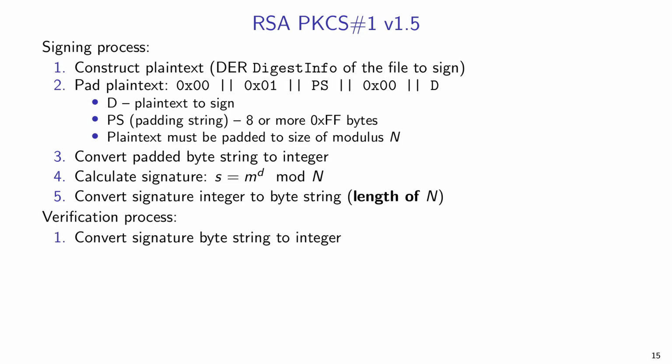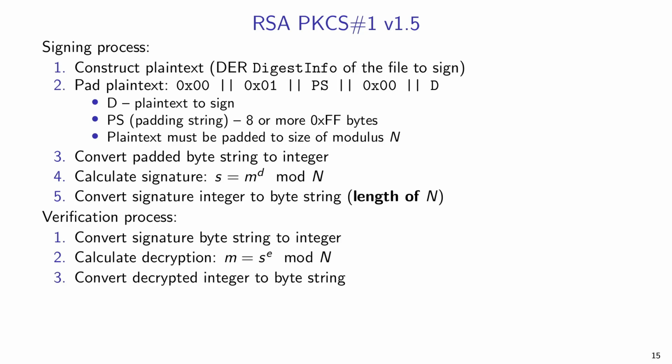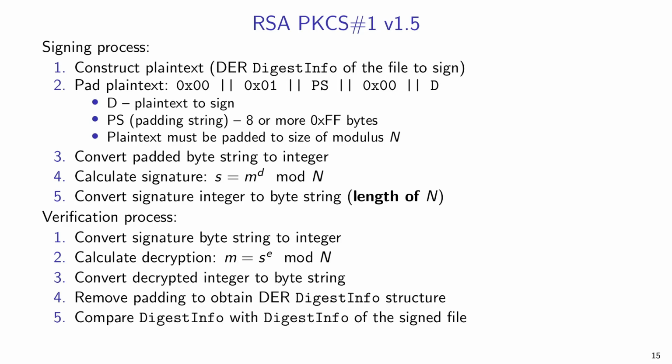The verification process: convert the signature byte string to an integer, calculate the decryption of the signature value using the public exponent e, convert the decrypted integer to a byte string, remove padding to obtain the digest info structure, and compare the decrypted digest info with the digest info of the signed file we want to verify. If they match, return OK, otherwise return failure. Note that for security reasons, the digest info structures have to be compared and not just hashes. This is required to make sure that the same hash function is used and that the digest info is correctly formed. Okay? And here is the link to the RFC.